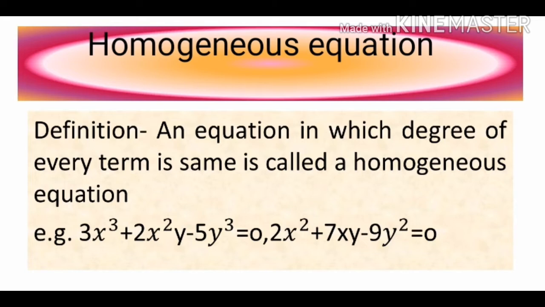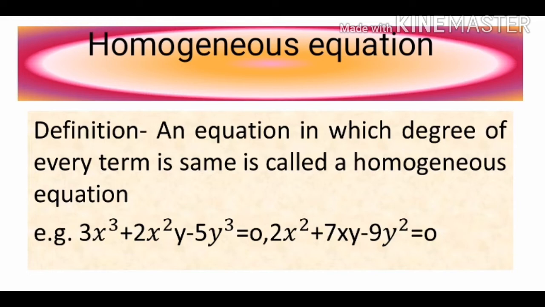For example, consider the equation 3x cube plus 2x square y minus 5y cube equal to 0. Now, the degree of the equation means the degree of the variable terms present in the equation. The first term in the equation is 3x cube. Degree of a variable means the power or index of the variable present in the equation, and the degree of a constant is 0.